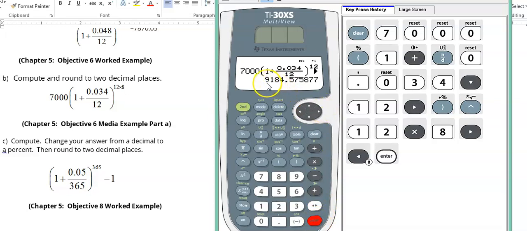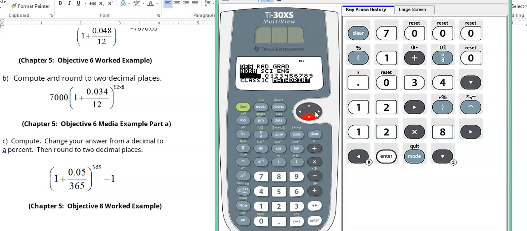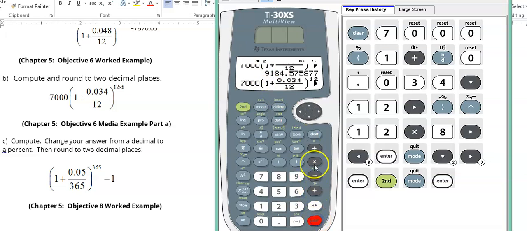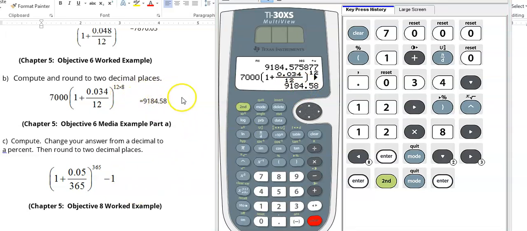So to 2 decimal places, this is $9,184.58. Since the third decimal place is a 5, you round up. Just to check that, let's go to mode. I'm going to change it to 2 decimal places. And I'm going to hit second quit to get back out. And here it is rounded, and that checks with our result. And I've updated our answer right here.